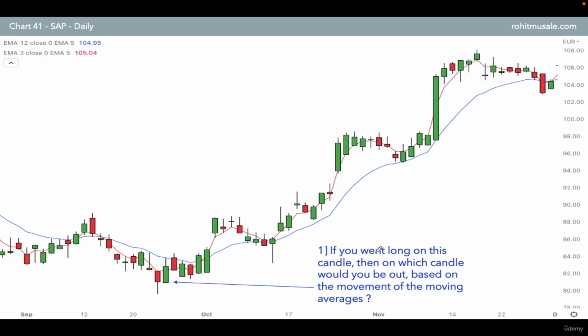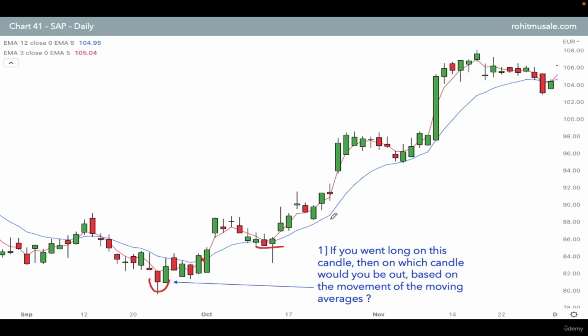So question 1. If you went long on this candle, then on which candle would you be out based on the movement of the moving averages? So let's say you went long on that candle, you are going long on the bullish engulfing pattern. And immediately after a few candles, you have that golden cross. Again, you have 2 exponential moving averages here. So at that point, since it's a lagging indicator, you could decide to exit that trade after the dead cross happens. So where is the dead cross here?